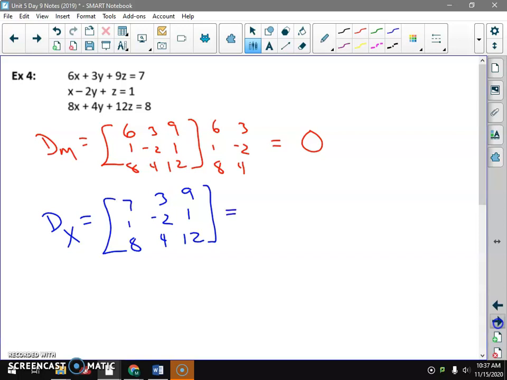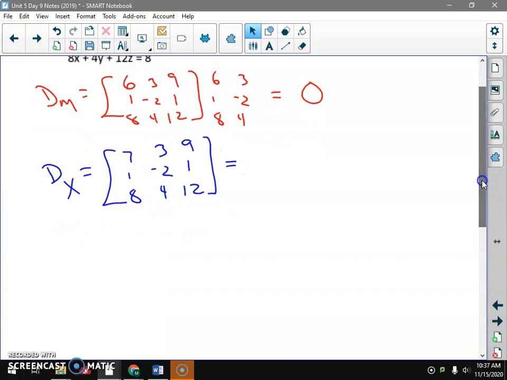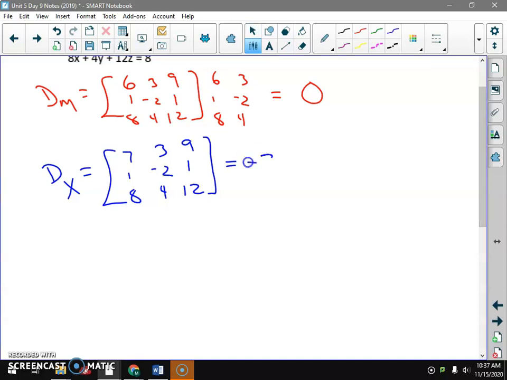I might as well show something new, and I think we have just enough time. Pull up my calculator. No, maybe not. Can't seem to get my calculator today, so I'll just go through by hand. That determinant is a negative 28. I can stop right there. I don't need to go any further. Why? Because if I have my main 0 and one of the others is not 0, that means no solutions.